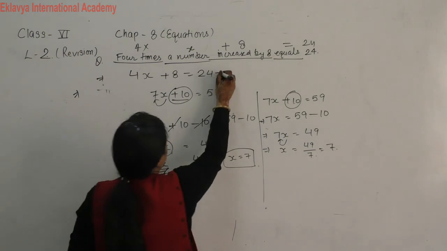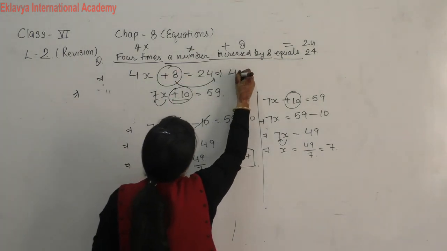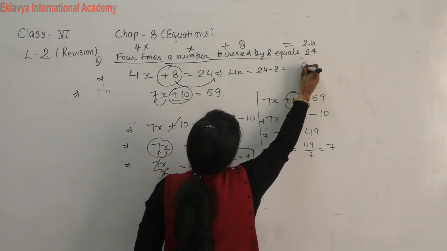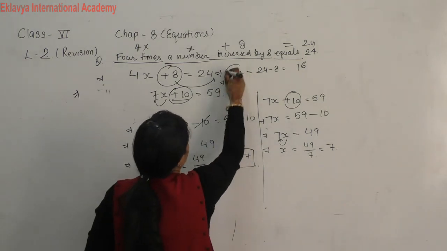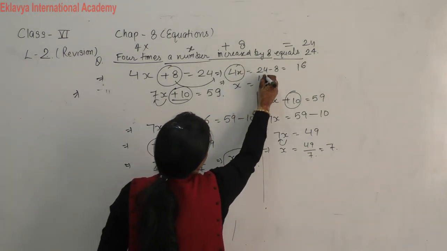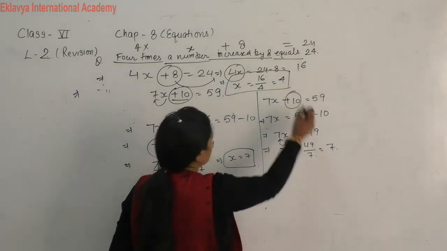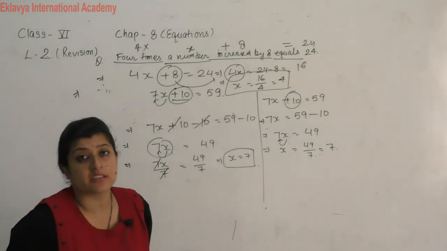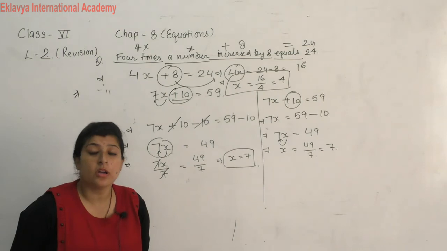Use the transpose method for solving it. Plus 8, when you transpose it, becomes 24 minus 8, that becomes 16. Now here is multiplication; when we transpose it will come in division. It means in the final result the value of x, the solution of x, is equal to 4, or the root of the equation is x is equal to 4.